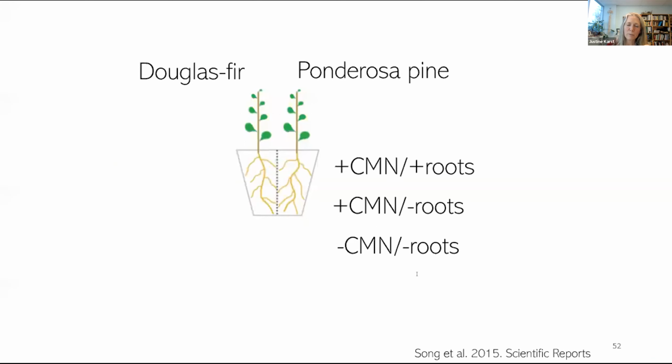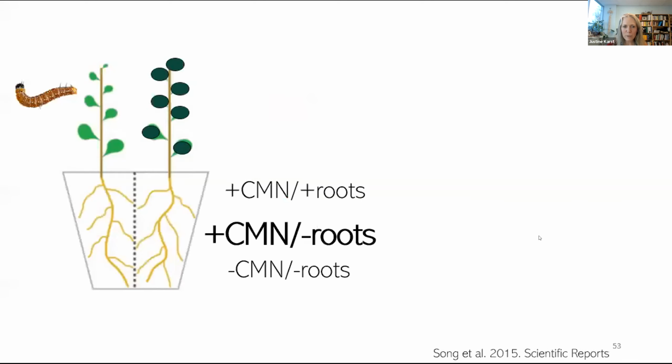There was one other experiment we found. Again, this is done in a greenhouse where they planted Douglas fir and ponderosa pine seedlings together in one pot. They then used mesh to manipulate mycorrhizal networks. The first treatment was where the seedlings could form mycorrhizal networks and the neighboring roots could interact. Another treatment was where the seedlings could form mycorrhizal networks, but their roots didn't interact. And then they had a last treatment where the seedlings couldn't form any mycorrhizal networks with each other and their roots didn't interact.